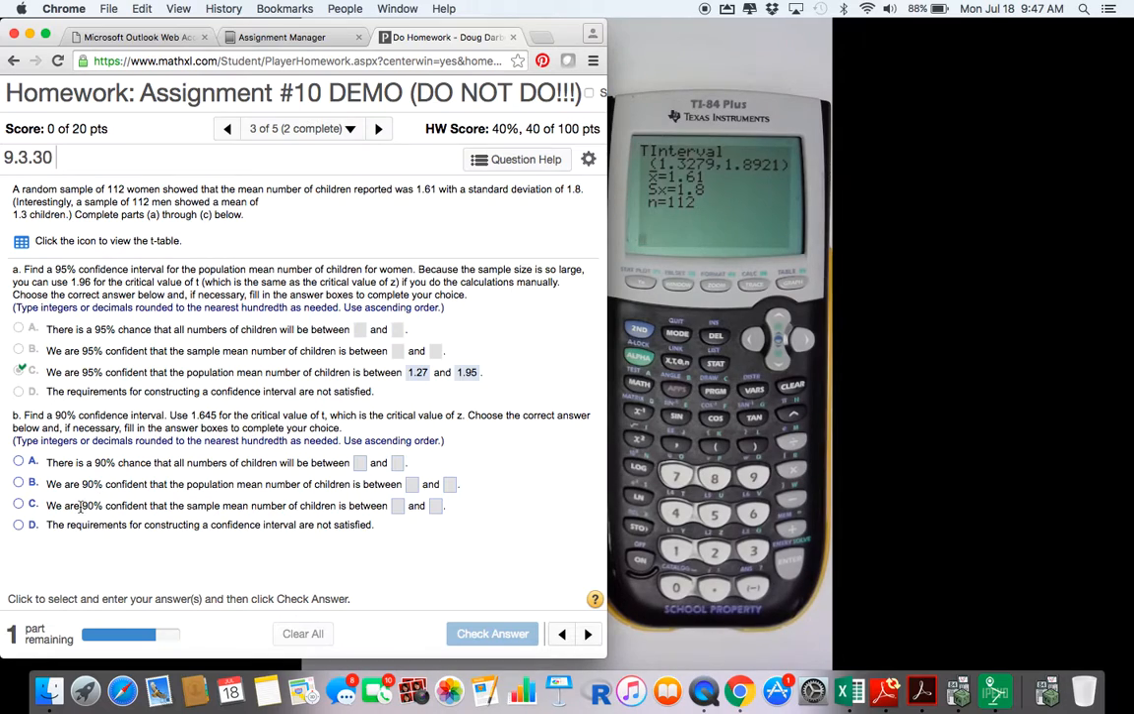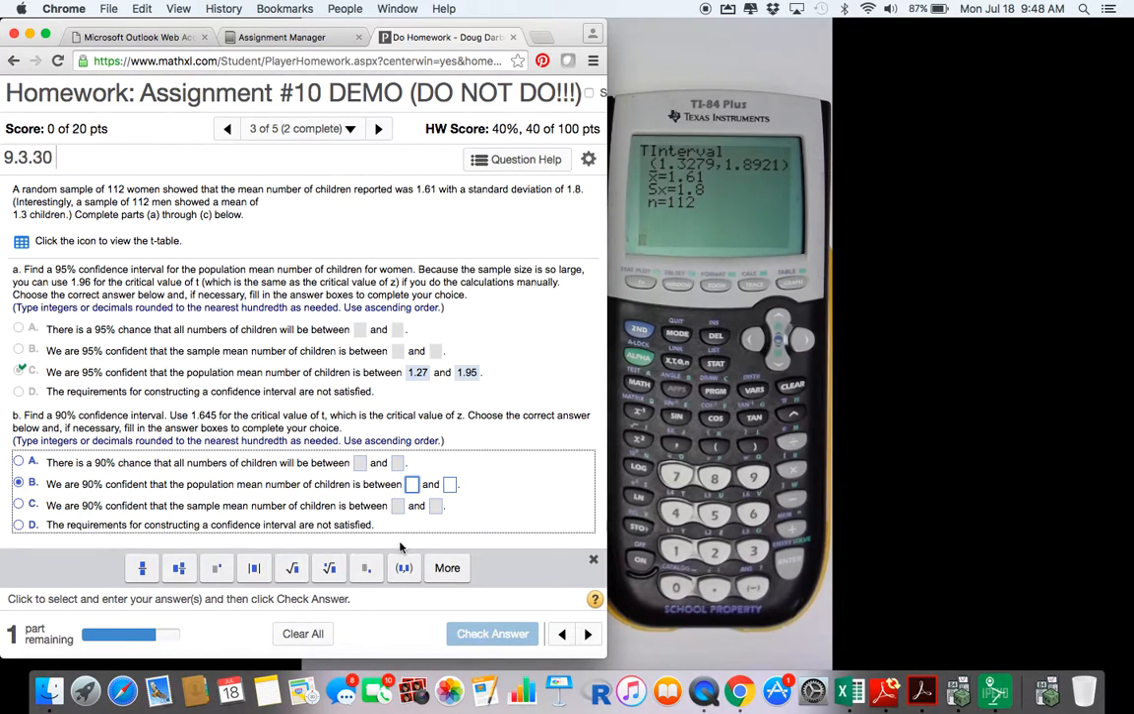And again, the interpretation, we're 90% confident that the population mean is between, so it's going to be B for the interpretation. And our left bound is 1.33. And our right bound is 1.89.